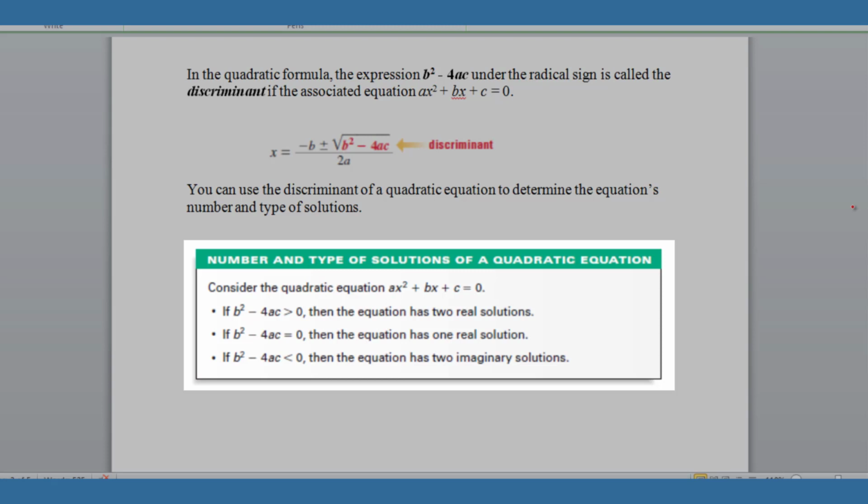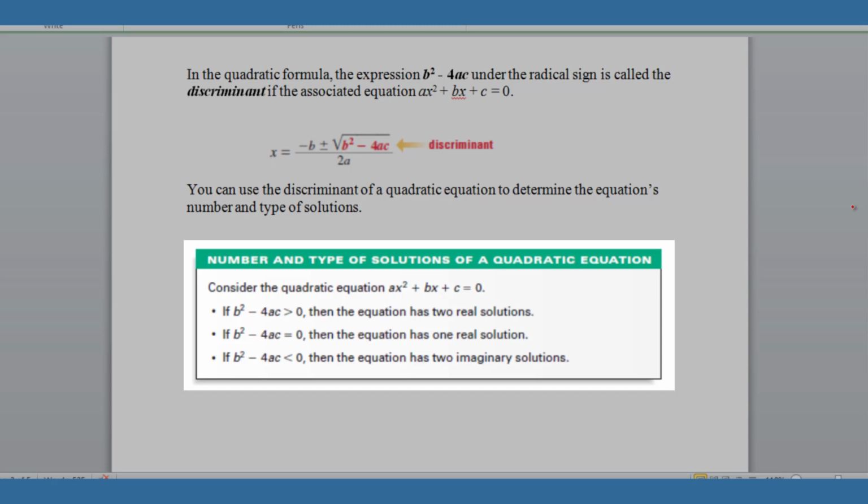If it's less than 0, or negative, then we're going to have the radical of a negative, which is an imaginary solution. Now if it's 0, that brings in a special case where we only have one real solution. And this is when we're dealing with a perfect square trinomial.